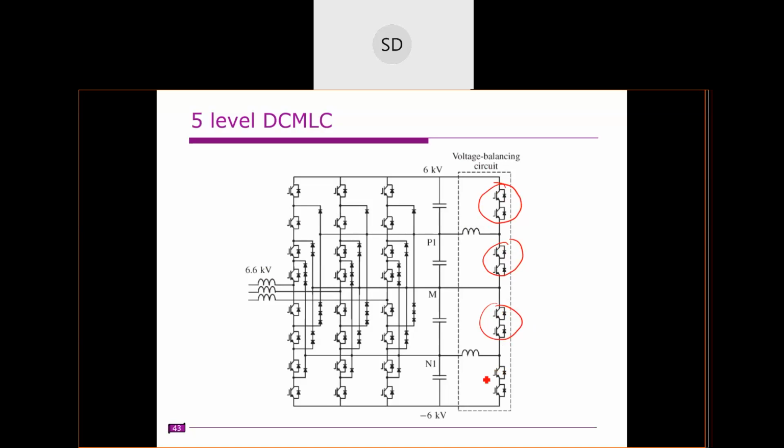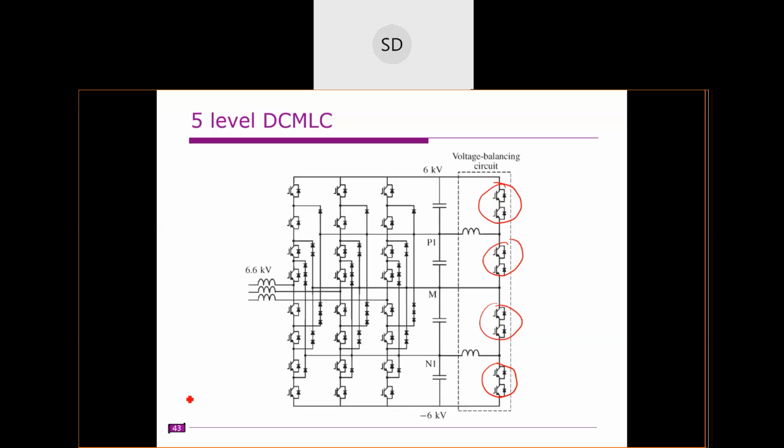Clear? So this is how the voltage balancing circuit is designed in case of a 5 level. The only thing we need to understand is that, in that additional circuit used for the balancing capacitor, we just need to take care of the rating. Okay, clear?